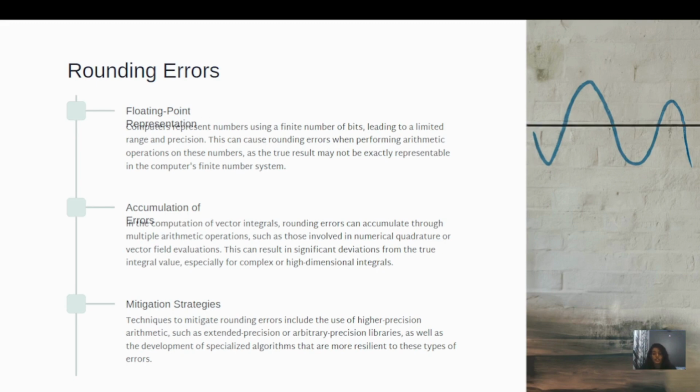Mitigation strategies. Techniques to mitigate rounding errors include the use of higher precision arithmetic, such as extended precision or arbitrary precision libraries, as well as the development of specialized algorithms that are more resilient to these types of errors.